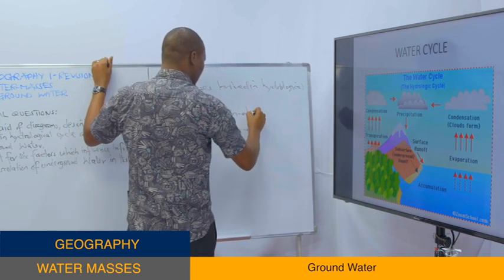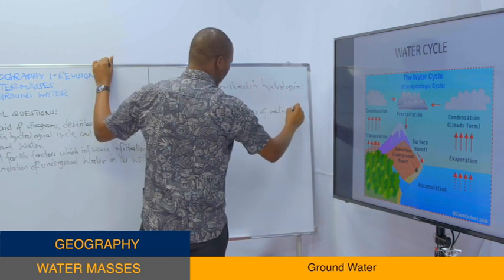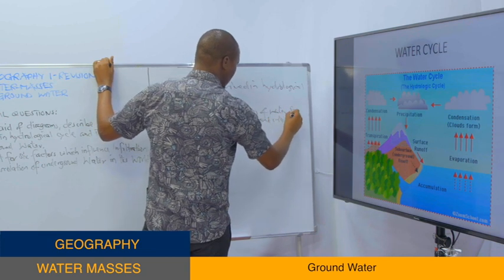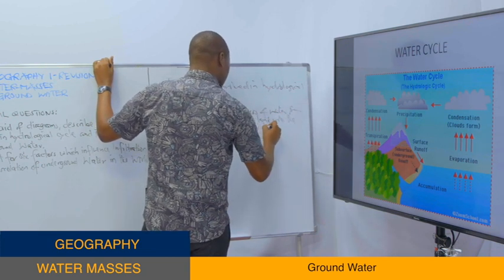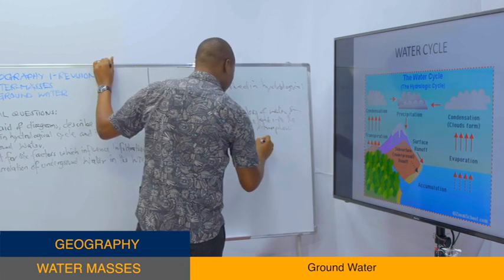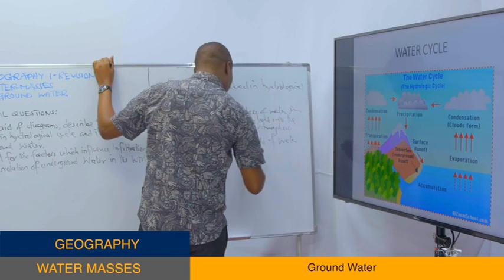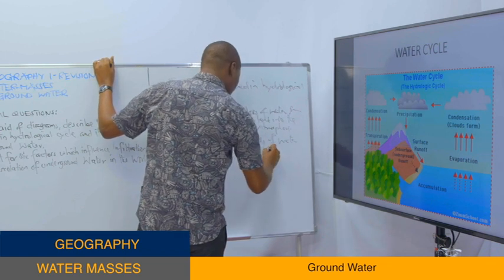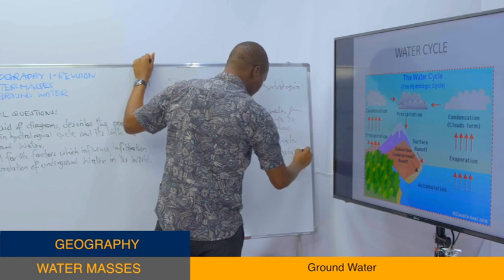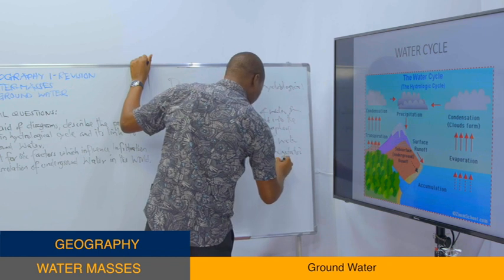It means this loss of water from the land into the atmosphere is what we call evaporation, while transpiration is the loss of water from the vegetation into the atmosphere.